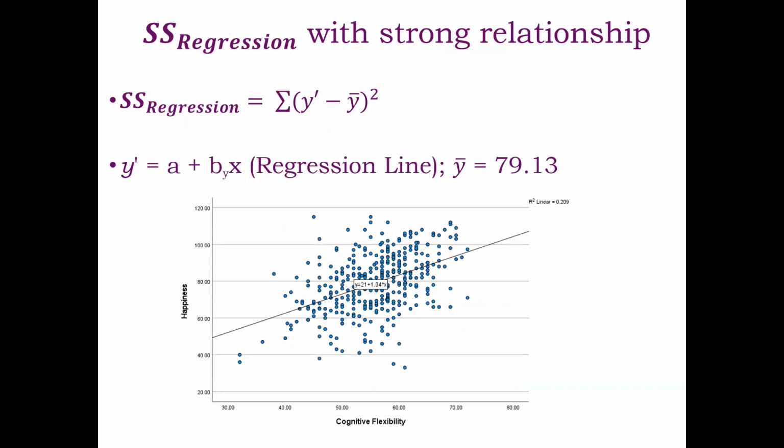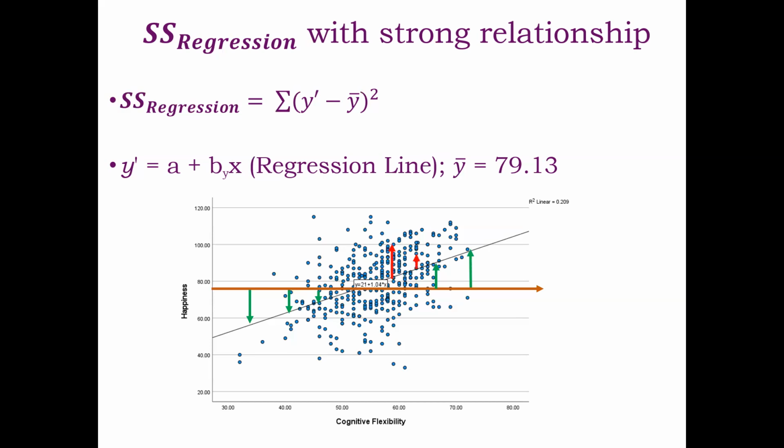So what about with a strong relationship? Here we can see this slope is much greater and it's a better relationship. The relationship between cognitive flexibility on the x-axis and happiness on the y-axis. So there's the mean of happiness, right? And these are all the differences between how well the mean would predict it and the regression equation, the green guys. That's the good stuff, sums of squares regression or explained.